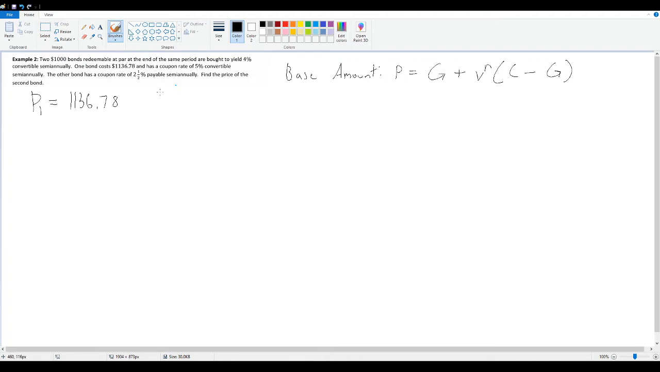We're also told that the first bond has a coupon rate of 5% convertible semi-annually. So I'll mark that. Our goal is to find P2, and they also give us a coupon rate for P2. These are all givens. Looking back at two bonds redeemable at par, that tells us that the par value or face value is equal to the redemption value, so that's going to be 1,000 for both bond 1 and bond 2.